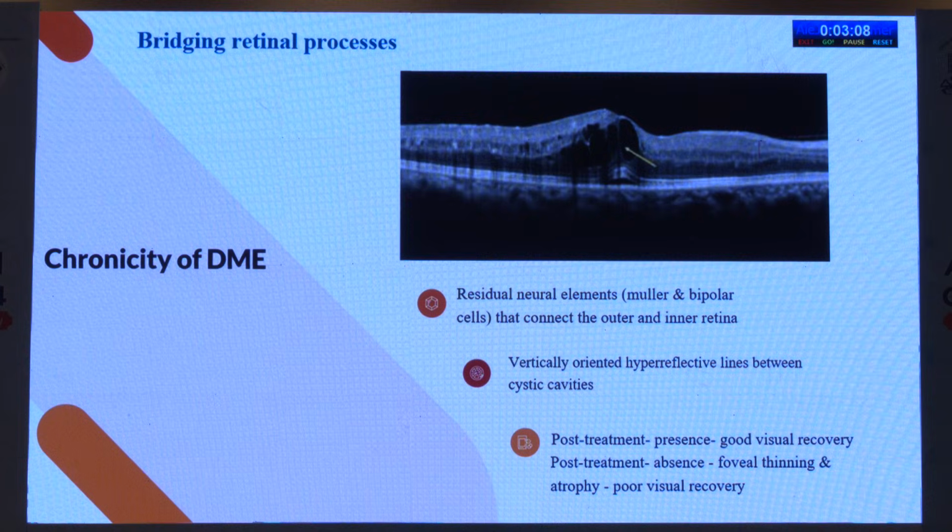They are the hyperreflective vertical pillar-like structures that bridge the two large intracystic spaces. Basically, they are remnants of the Müller and bipolar cells that connect the outer retina to the inner retina. So their presence indicates a good visual prognosis because they transmit signals from the outer retina to the inner retina.